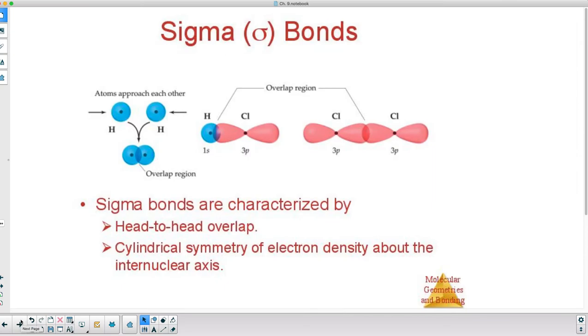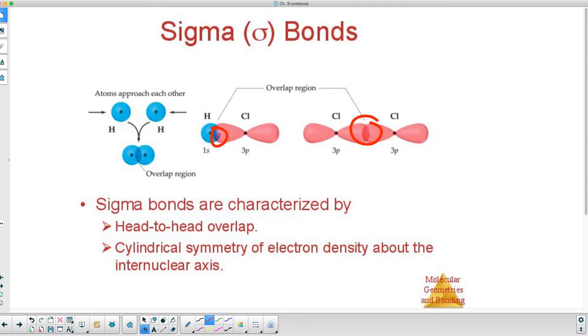So the first way that we have overlapping is head-to-head overlap, which is just like you see in the pictures here. I'm going to move over here and get closer to the board so you can see this. We are overlapping face-to-face, like the part of the p orbitals that I see here for hydrogen and chlorine. Notice that it overlaps face-to-face. This part right here is overlapping face-to-face. And it's not, what I really mean is end-to-end. There's the overlap end-to-end from chlorine to chlorine.